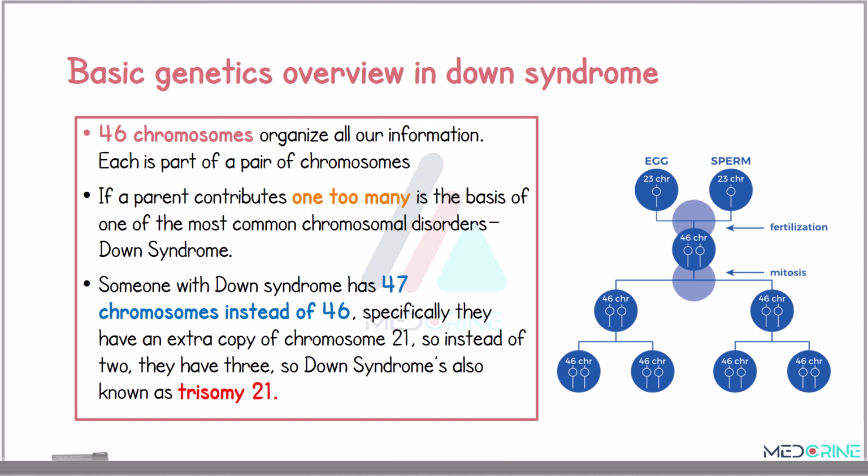If a parent contributes one too many of this chromosome, then we have a development of Down syndrome. So someone with Down syndrome has 47 chromosomes instead of the normal 46 chromosomes. Specifically, they have an extra copy of chromosome 21, so instead of having 2 copies, they have 3 copies of chromosome 21, therefore we call it trisomy 21 or Down syndrome.